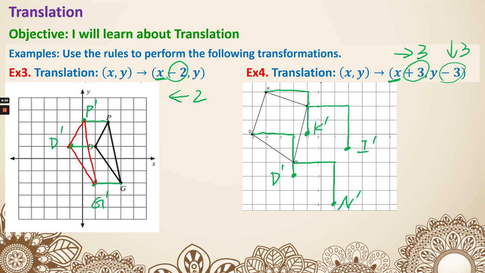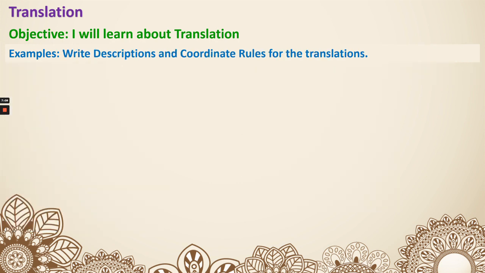Now let's connect k prime with I prime, going to n prime, going to d prime, and lastly d prime going back to k prime. And that is my new shape. That's my image. That's example 4.